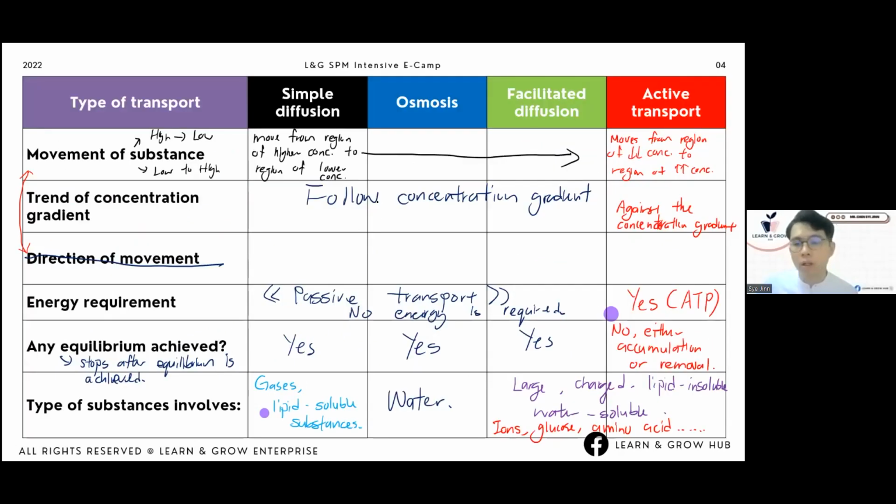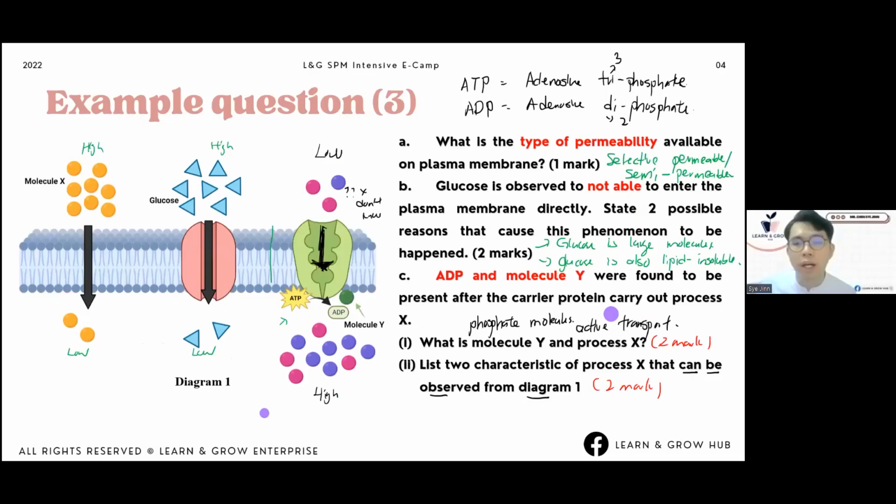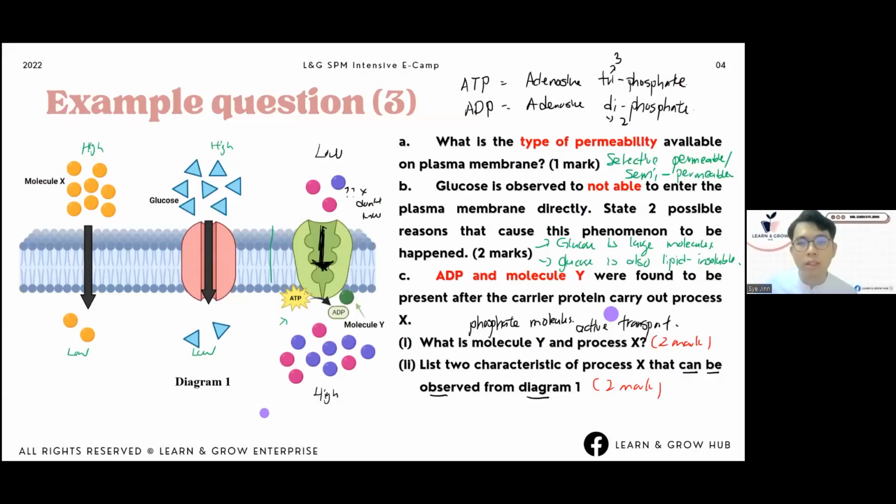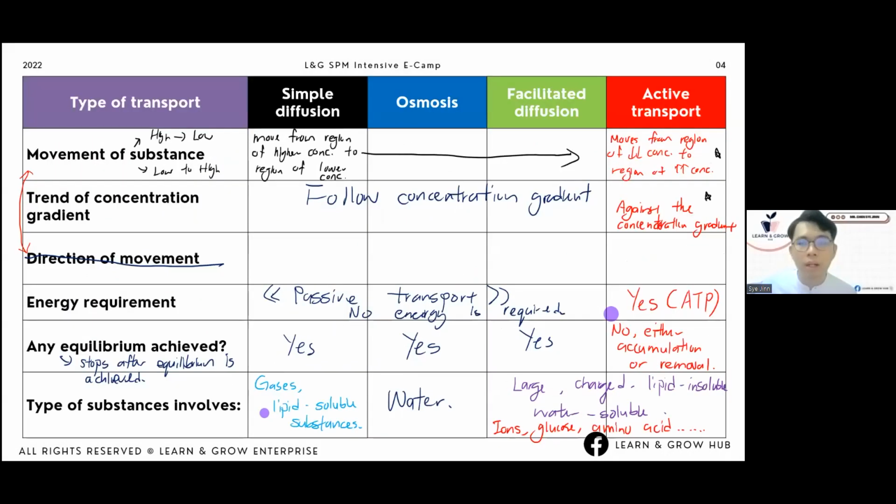So you cannot write about the type of substance involved. Can we write about the movement of the substance? Yes, because we observe that it's from the low region to the high region. That could be the first point. Can we write about the concentration gradient? Yes, because we can see this one is against the concentration gradient. Can we write about the energy? Yes, we can see the ATP here.